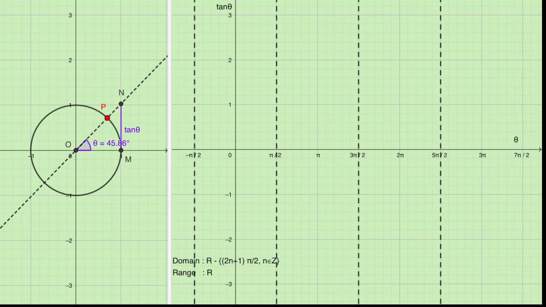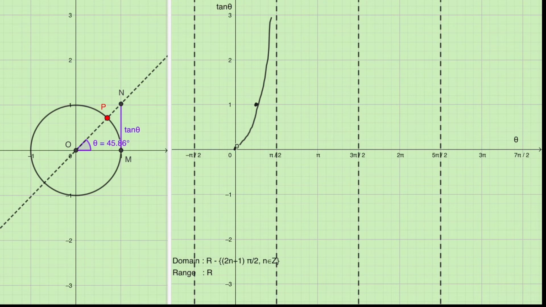When theta is odd multiples of pi by 2, tan theta is not defined. Therefore, at those values the dotted lines have been drawn. We do not have tan theta values for those angles. And we have taken theta along x axis and tan theta along y axis.